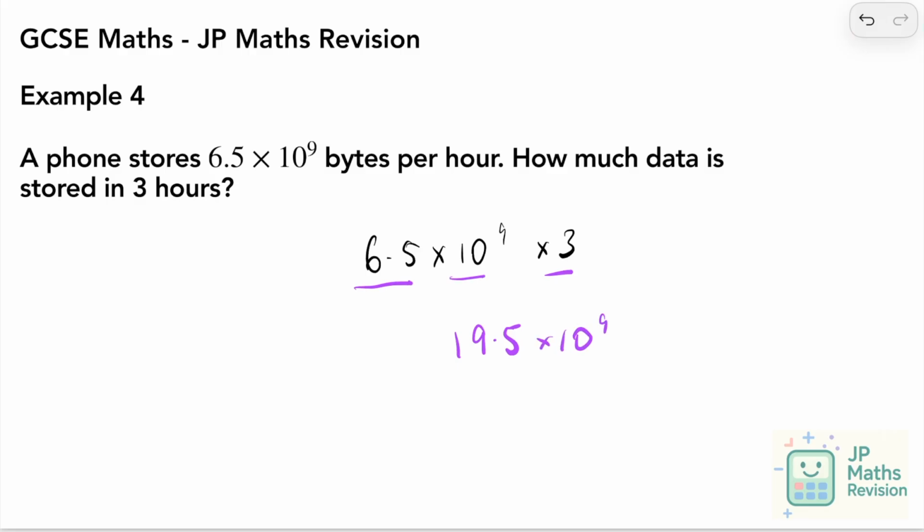So this number here isn't in standard form. The reason being is because 19.5 is bigger than 10. So we're going to make this 1.95, so make it 10 times smaller. But in order for that to work, we need to make the power of 10 10 times bigger. So it's going to become 10 to the power of 10. So that is the answer to that question.